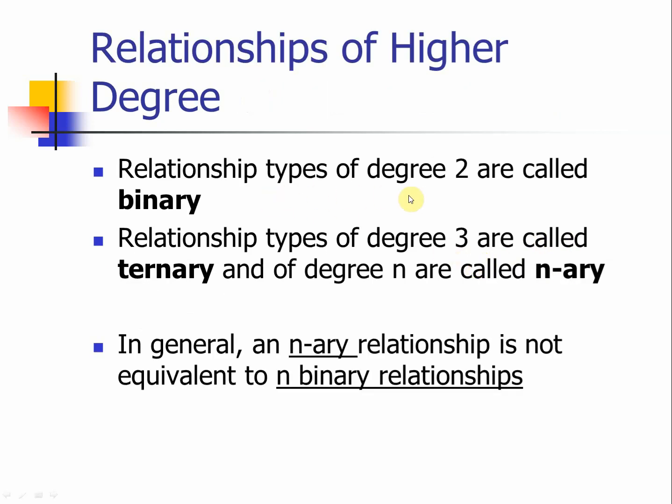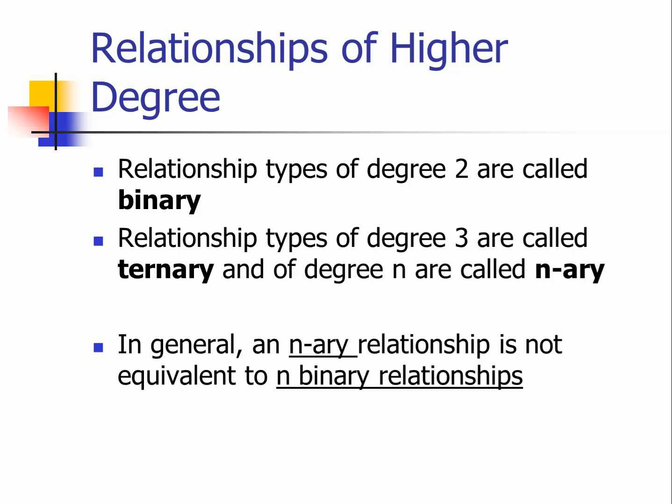So relationship types of degree 2 are called binary relationships. All of the relationship examples that we have seen so far belong to this category, including works for, which connects employee and department. We also looked at manages, which again connects employee and department. So you can see that those are all what we call binary relationships. However, relationships of degree 3 are called ternary relationships, and it can have higher degrees. It can have 4, 5, as many as you want.